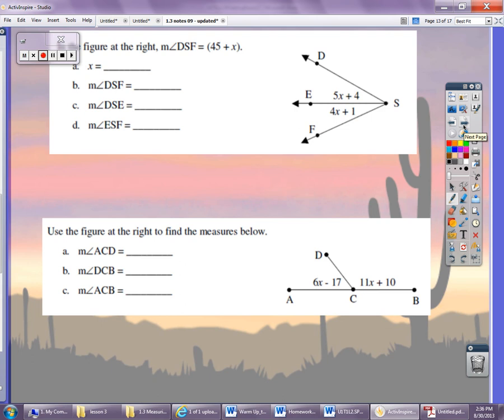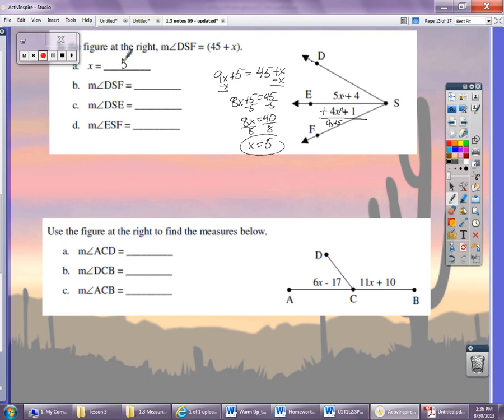And if we look at the next one, in the figure at the right, the measure of DSF is 45 plus x. So we can add these two angles together and get 9x plus 5. So what I know is that 9x plus 5 is going to equal 45 plus x. So we can solve for x. We subtract x from both sides. 8x plus 5 equals 45. Subtract 5. 8x equals 40. And x is equal to 5.